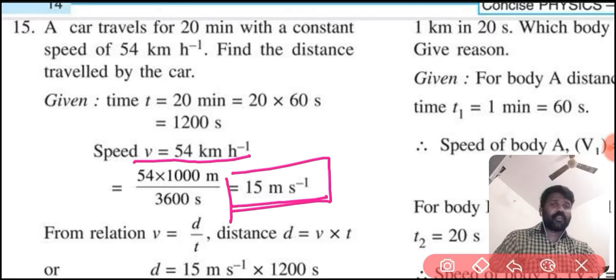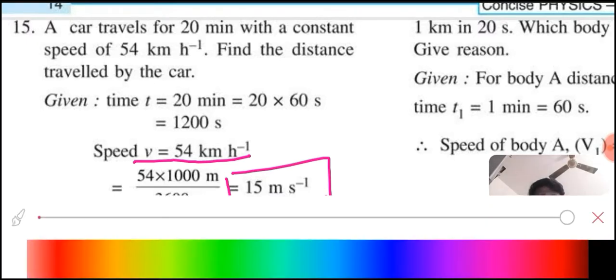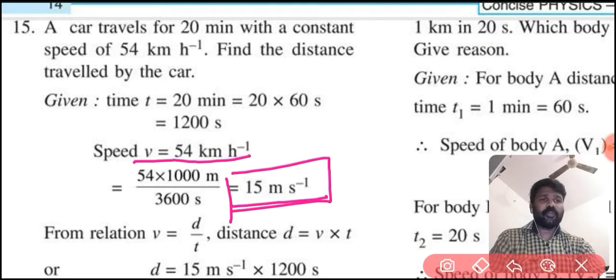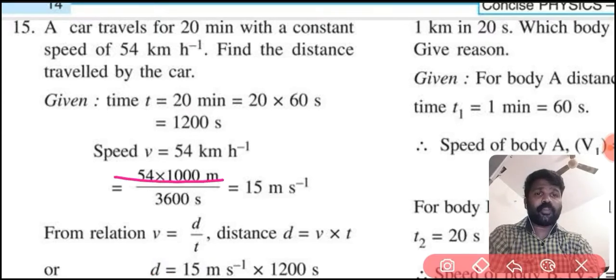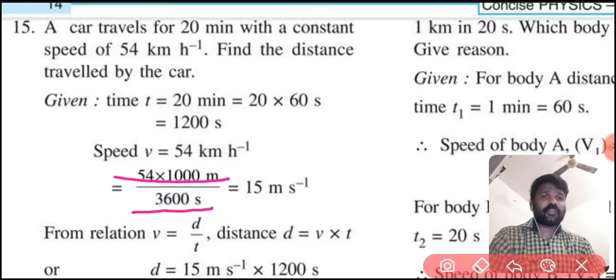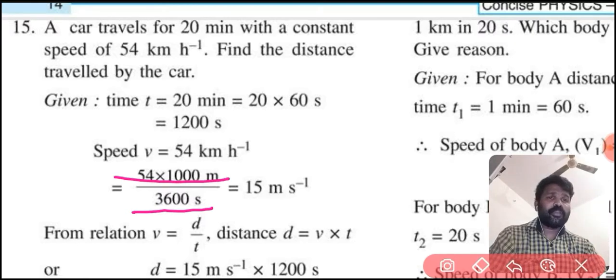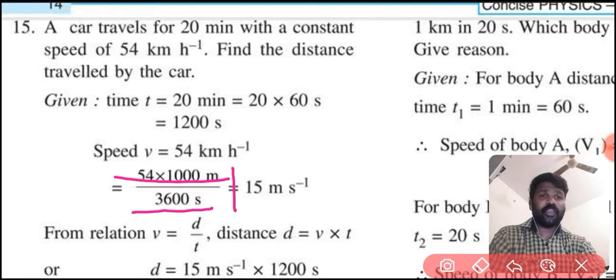54 kilometer, we know that we have already done some questions here. 54 kilometer is equal to 54 into 1000 meter, divided by 3600 seconds. 1 hour is equal to 3600 seconds. By doing this calculation, we will get the final answer in speed v. Speed v is equal to 15 meter per second.